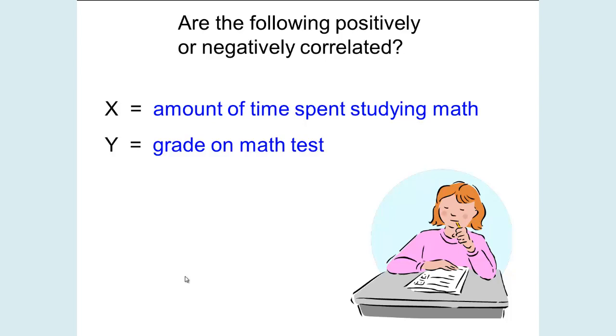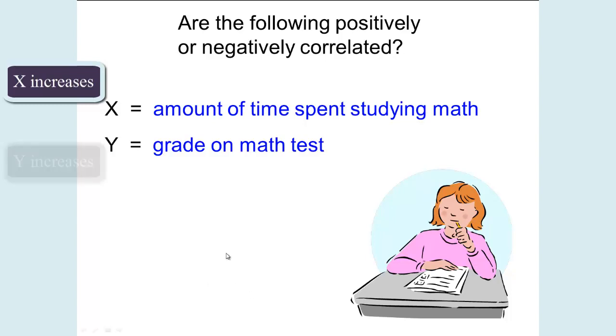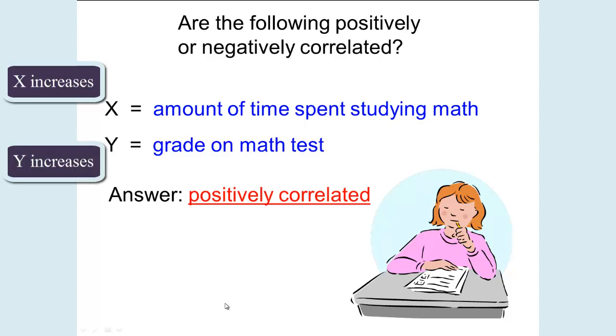Are the following positively or negatively correlated? X is the amount of time spent studying math and Y is the grade on the math test. So let's imagine X increasing. You increase the amount of time spent studying your math. What should happen for your grade on your math test? Your math grade should also increase, and that should be a positively correlated relationship.